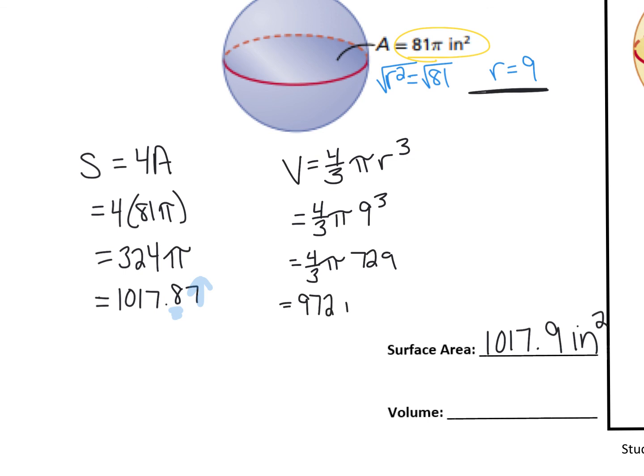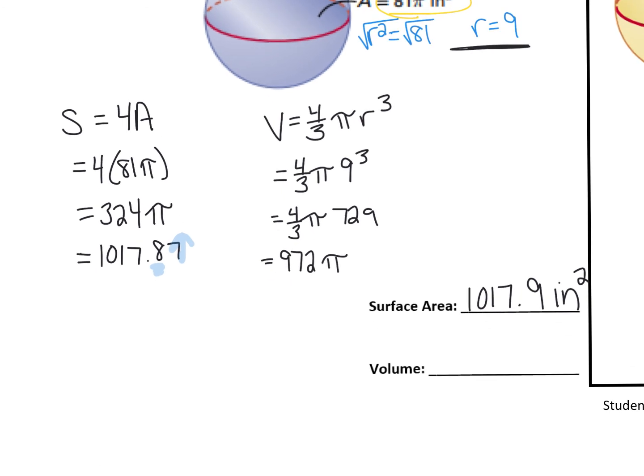I'm going to do 729 times 4 and divided by 3 to get 972. And I never typed in that pi, so keep that pi symbol there. This would be in terms of pi, but I want to go one step further and round to the nearest tenth. So I'm going to do 972 times pi to get 3053.62, sorry. Okay, looking to see how I round, look at my 6. 2 tells me to stay. So my volume will be 3053.6. Again, I'm working with inches, and since it's volume, it will be cubed.